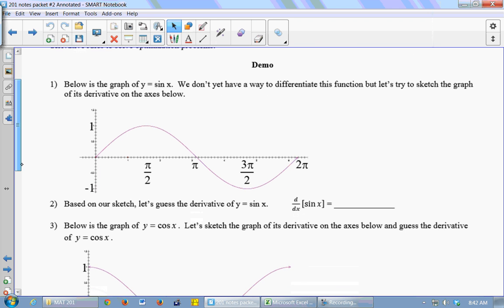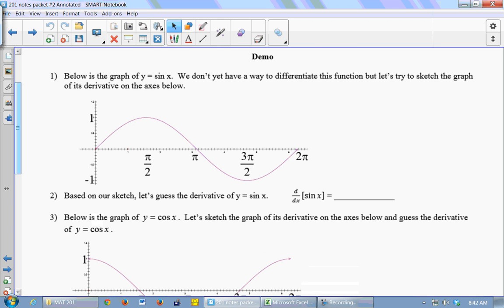All right, so here we've got the graph of y equals sine x. We don't yet have a way to differentiate this function. We don't have a rule for how to come up with its derivative. But let's try to sketch the graph of its derivative. This is the kind of thing that I asked you to do on the first test. Sketch the graph of a derivative. I just have a single period of the sine function graphed here.